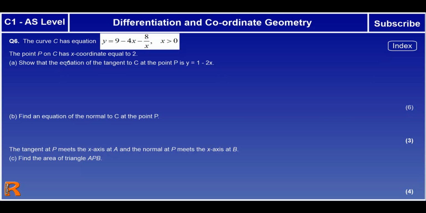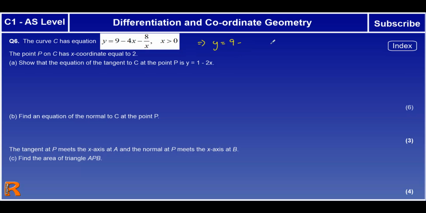Question 6. Now hopefully these are starting to look very similar each time we do these. We've got the same sort of function, we've got a polynomial, we've got this something over x thing which we need to manipulate. But the first thing we've got to do here is: the point P on C has x coordinate equal to 2. Show that the equation of the tangent to C at the point P is this function here. So to find the gradient of the tangent where x equals 2, we need to differentiate this. So let's just change that to this.